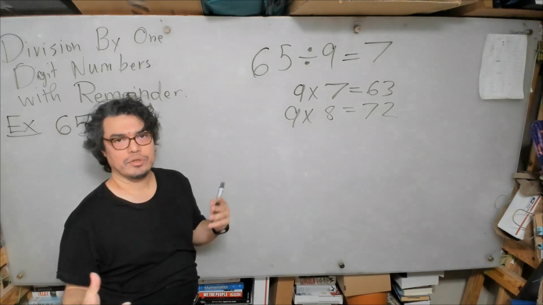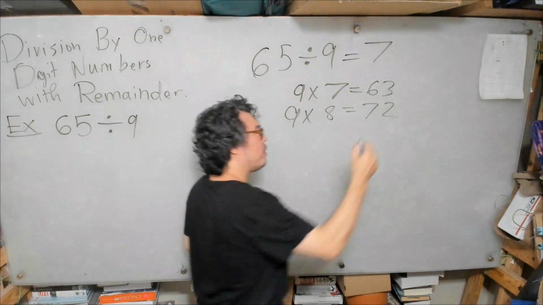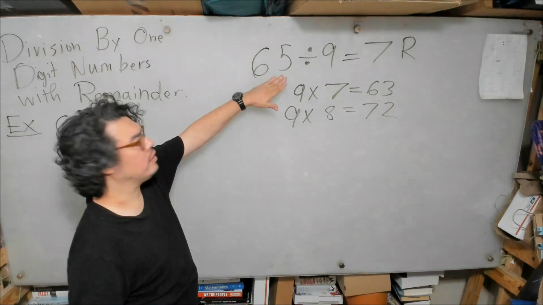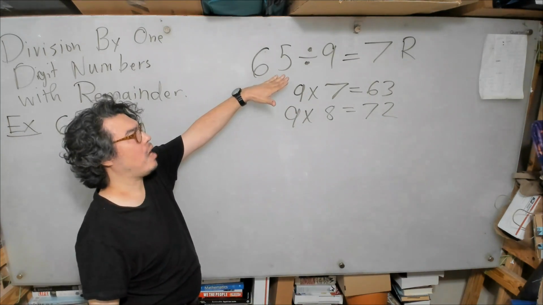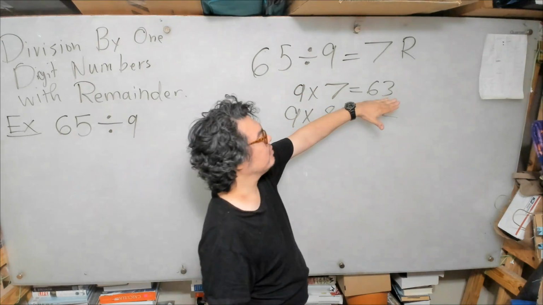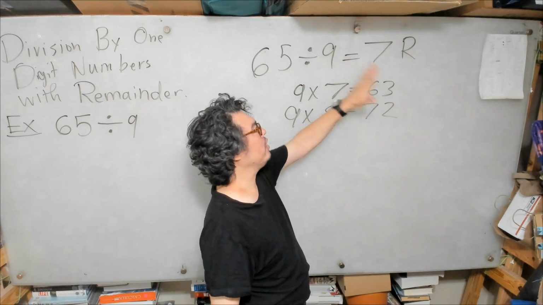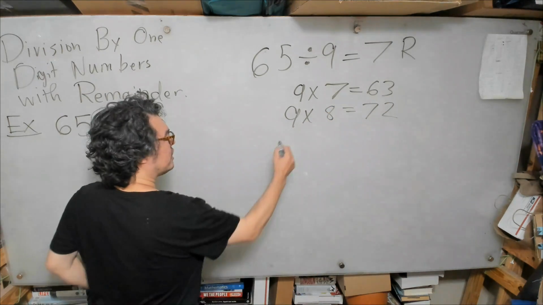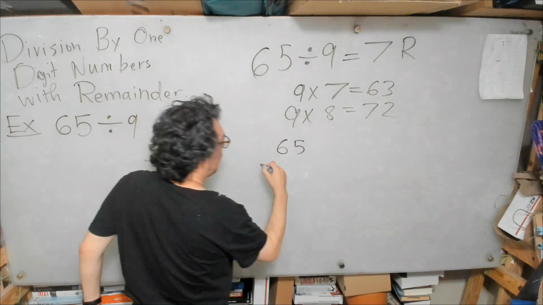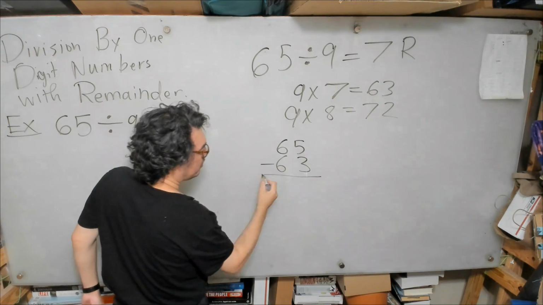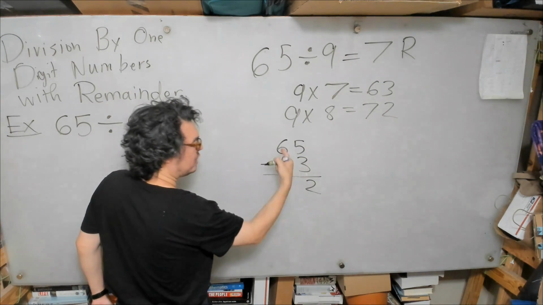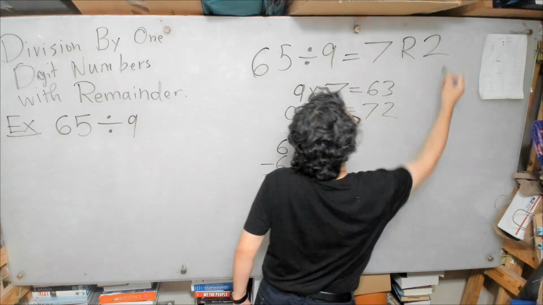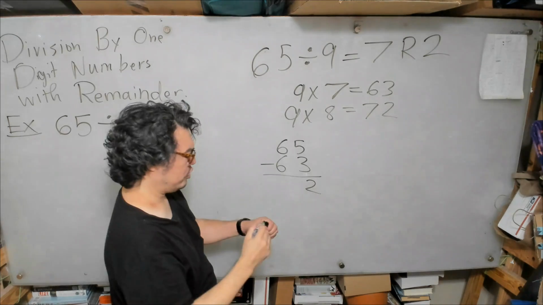What's the next thing we have to do? To find the remainder, we have to find out by how much the number we're dividing, the 65, exceeds the biggest multiple of 9 that does not exceed it, in this case the 63. So 65 minus 63: 5 minus 3 is 2, 6 minus 6 is 0, so we just leave that blank, and we can put remainder 2. Okay? So that's our result.